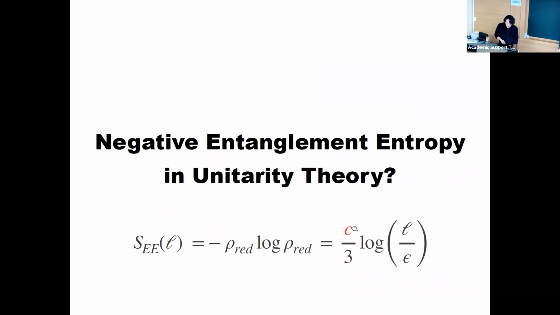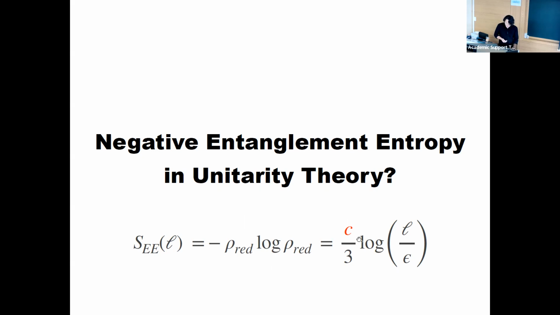And you can also worry about the entanglement entropy, because now we know that the entanglement entropy is proportional to C, and when C is negative, then this definition using the reduced density matrix should be positive, because if you have a unitary theory, this definition with the log should be positive, but the right-hand side is negative.